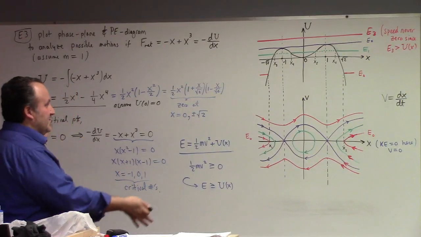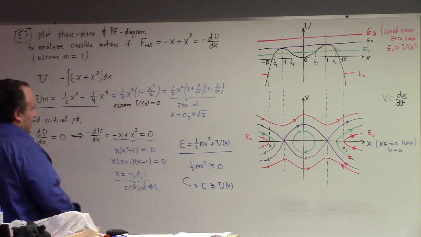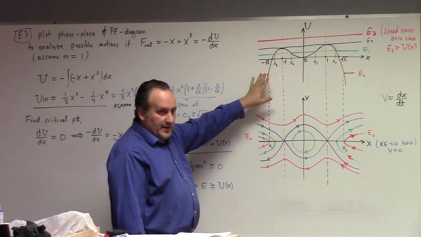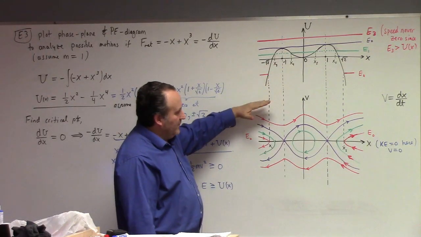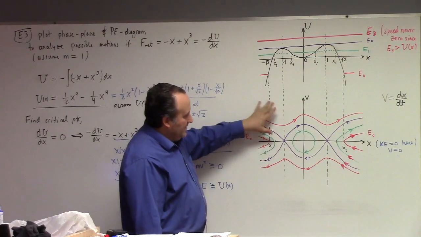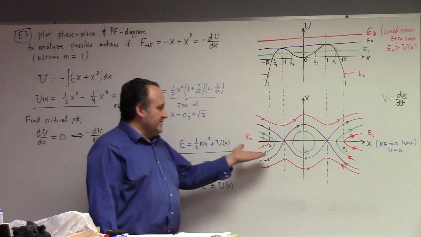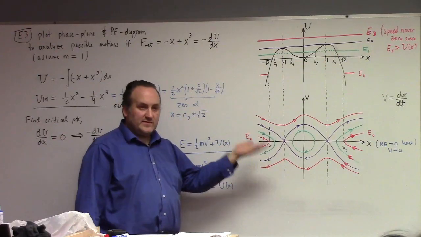So this is the phase plane, and if I ask you to plot the phase plane, there are 2 steps. Number 1, plot the potential energy. And then number 2, for given energy levels, create the phase plane plot from that. And this, if you study it, tells you the story of all possible motions.